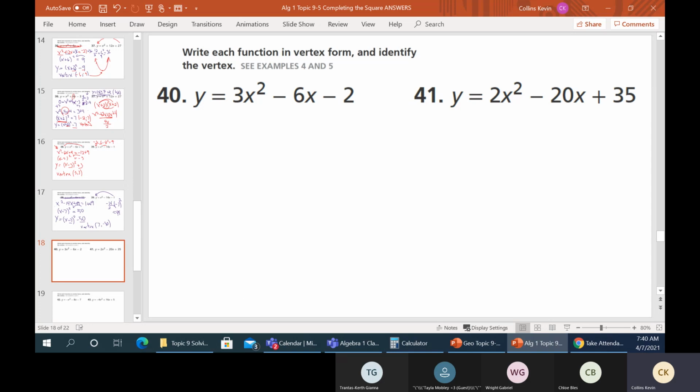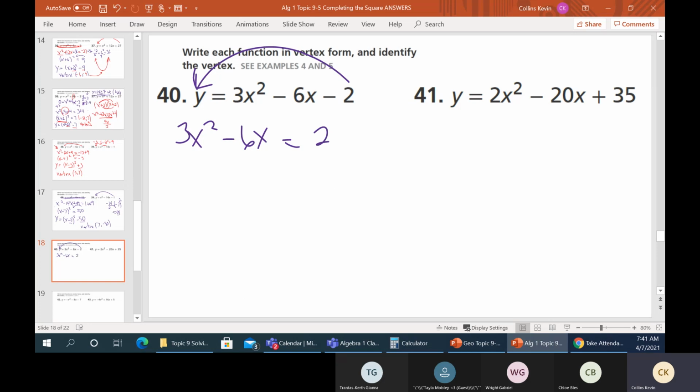Okay. So this one, same deal. Going to move it over here, right? This one's going to get a little bit weirder because we have this term here. So this is going to be 3x squared minus 6x, and then equals +2.